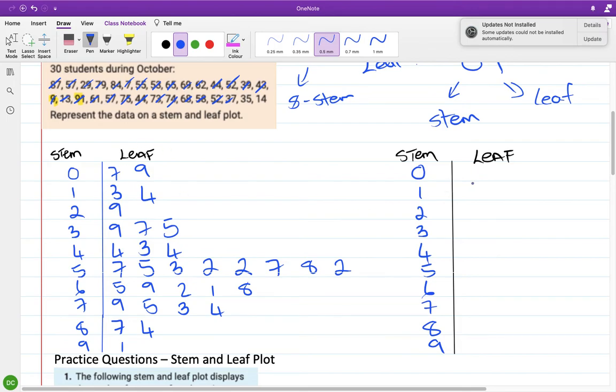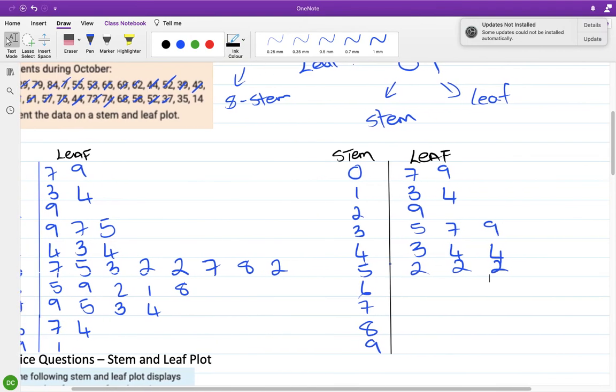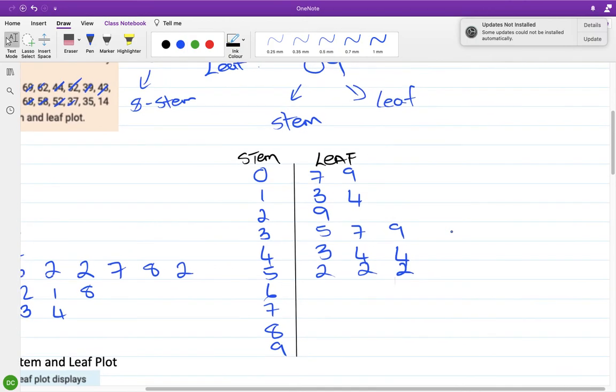Okay, so 7, 9, that is numerical, so that's fine. 3, 4 is also fine. 9 is on its own, so it's grand. Now that's completely backwards, so it should be 5, 7, 9. 3, 4, 4. Just putting them in numerical order. Okay, this is 2, 2, 2, 2, 2, 2. 3, 5, 7, 7, 8. Is that right? Go back and check that now.